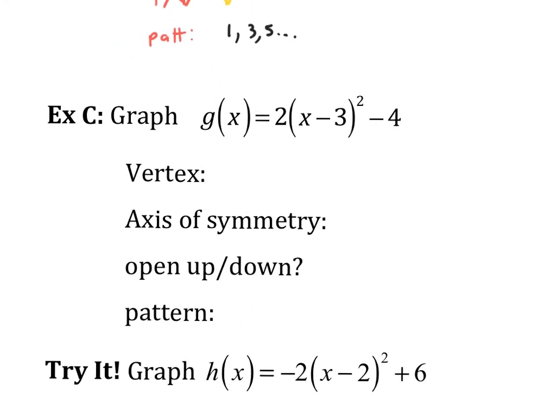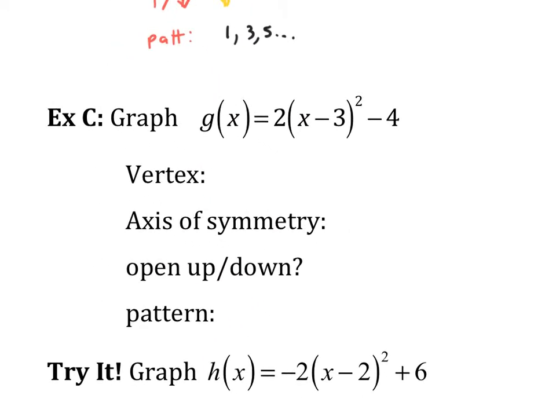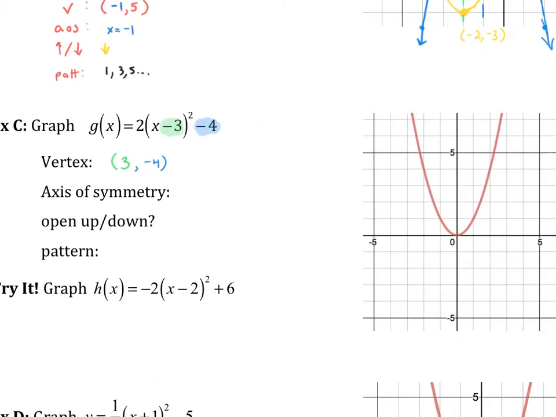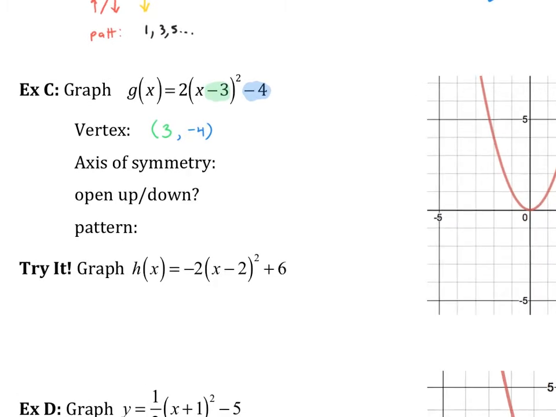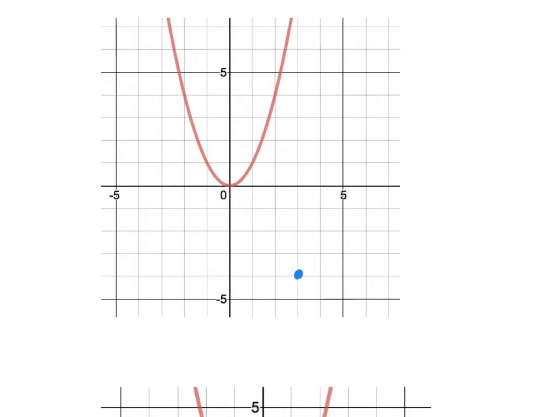So let's now look at example C here. The things that we need are the opposite of what I see here. I see a negative 3, so that's going to be a positive 3 there. Exactly what I see here, so that one's going to be a negative 4. So there's my vertex, 3, negative 4. 3, negative 4 is right there. Next, the axis of symmetry is the x value, so x is 3, and I can graph that looking like this. It's just a vertical line passing through the x-axis at 3.